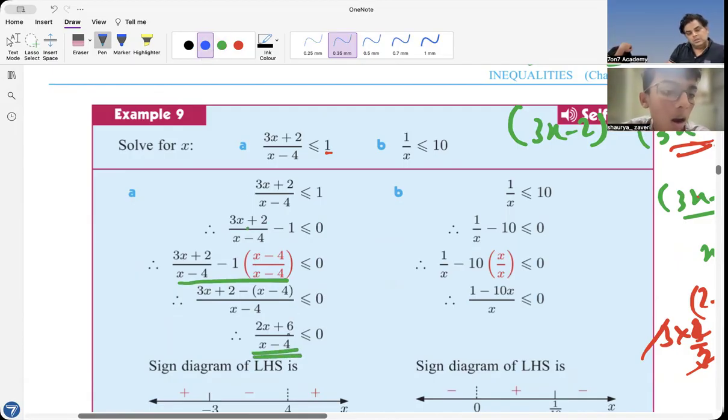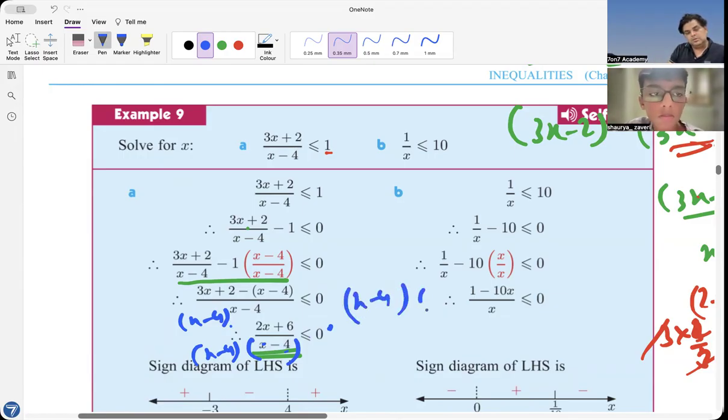Now see, you take this factor up. I'll tell you why. If you multiply both sides by x minus 4 to get rid of it, you cannot cross multiply directly, because if you cross multiply, this may be negative, and then you have to flip the sign. If you multiply the same thing on this side, it may be negative, so you have to flip the sign. So x minus 4, 2x plus 6 less than.